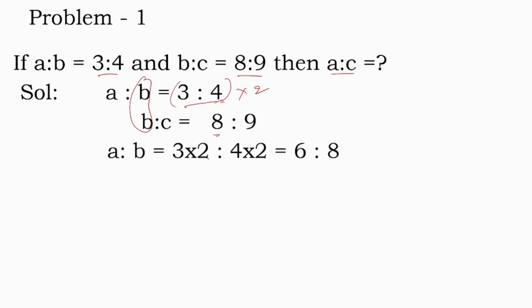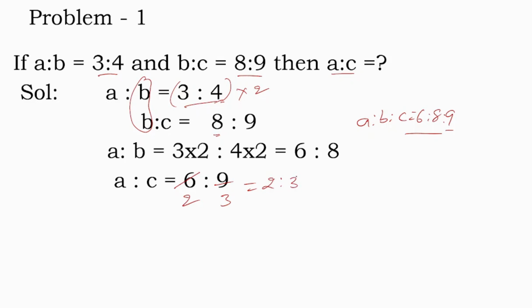Now in the first ratio, 3 into 2, 4 into 2, that is equal to 6 is to 8. So these ratios can be converted as a is to b is to c equal to 6 is to 8 is to 9, because in both ratios the b value is 8. So now a is to c is 6 is to 9. This can be further simplified as 3 twos are 6, 3 threes are 9. So we have a is to c as 2 is to 3. So the answer is 2 is to 3.